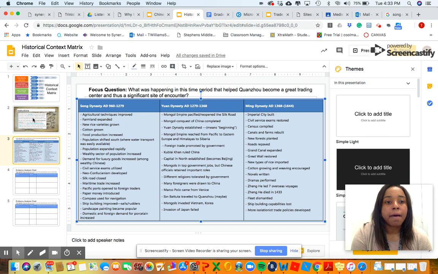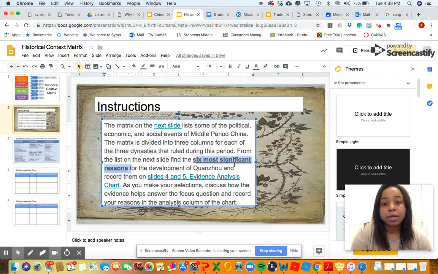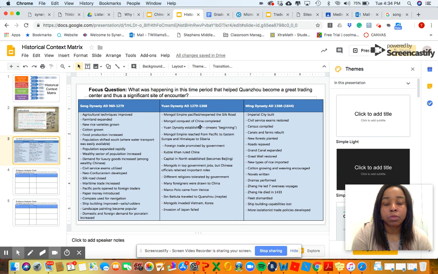All right. So from the list on the next slide, you're going to find the 6 most significant reasons. Significant, again, means important. For the development of Quanzu. So why was Quanzu made? Like, how has Quanzu become so advanced? What do you think, from this particular chart on slide 3, helps them become advanced? It's your own personal opinion. You just have to choose it and then explain why you chose one of those.